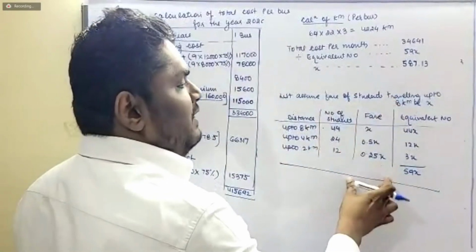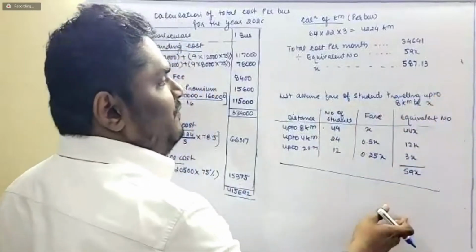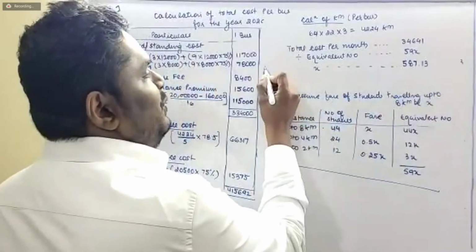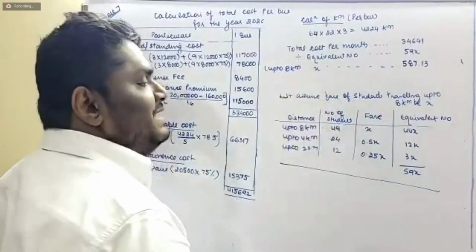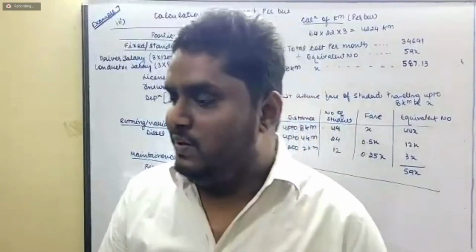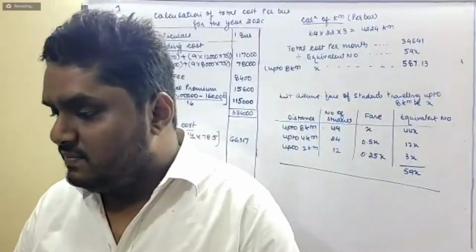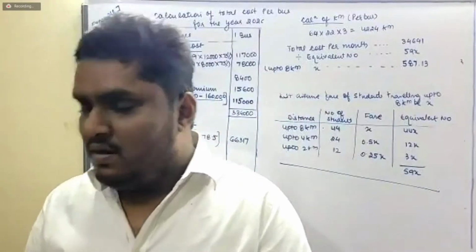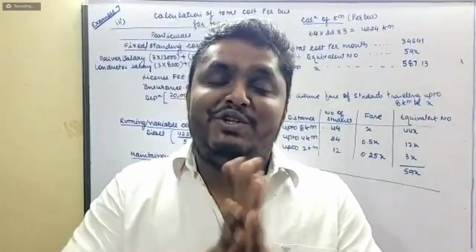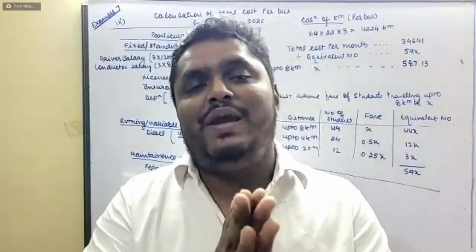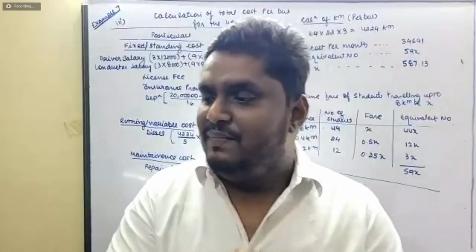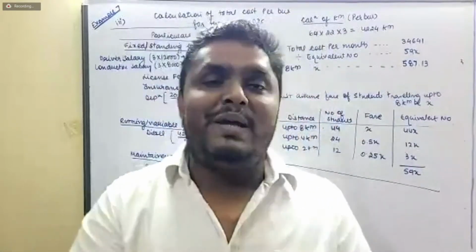So this is again a way of presenting the solution wherein the distance, the number of students, the fare. So the equivalent number will be 59.6. So up to 8 kilometer, we have got the fare. So we can easily calculate it for 2 and 4 kilometers. I hope now you guys are thorough with how to calculate the equivalent number of students, how to calculate the distance traveled. So this is all about this question.